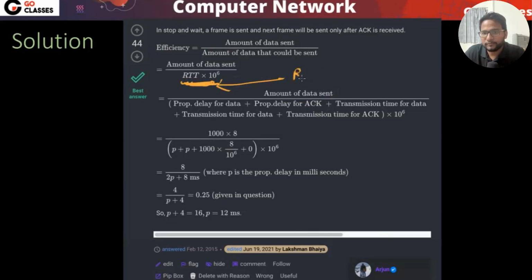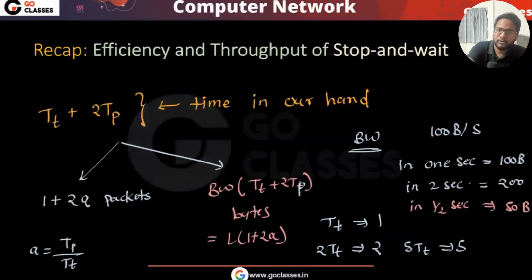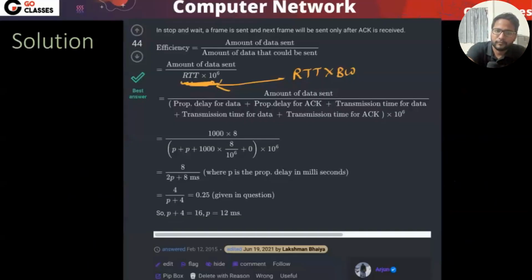RTT into bandwidth? Let me know. The amount of data that we could have sent in RTT time is RTT multiplied by the bandwidth. I think we have done this many times now, right? This is RTT into bandwidth. RTT is nothing but propagation delay for the data, propagation delay for the ACK, and so on. So you can find out the efficiency, and the propagation delay, in this way also.